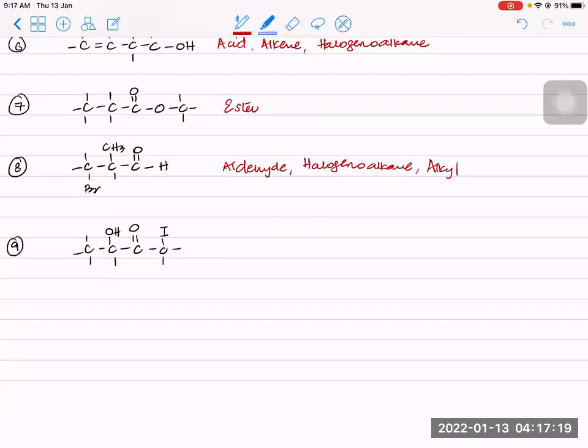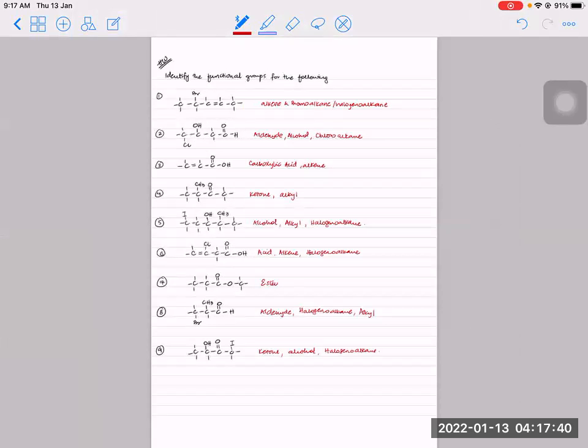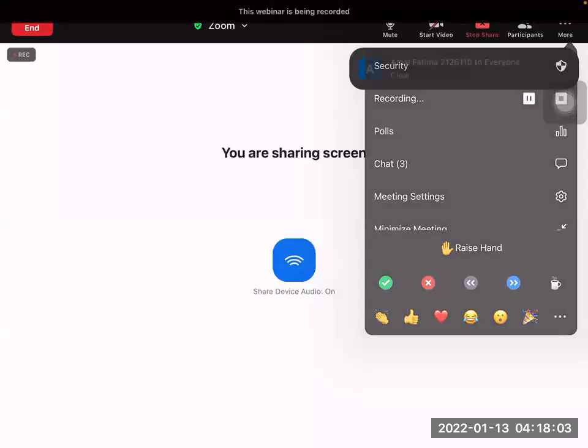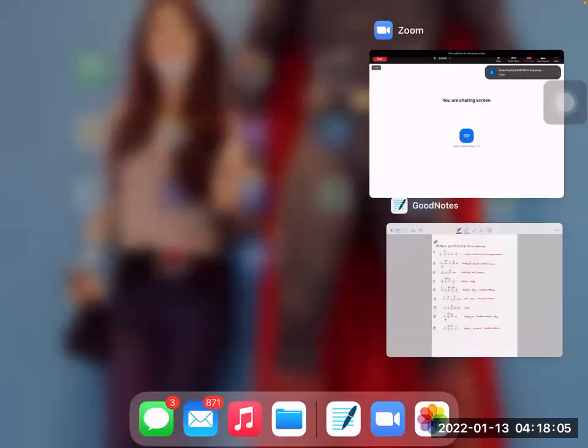And here you have a ketone, alcohol, iodoalkene. So you have ketone, alcohol, and halogenoalkane. Clear? Any questions so far? Do you all know how to identify these? Now let's get to the naming of organic compounds.